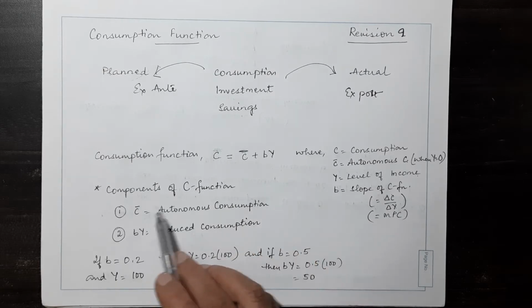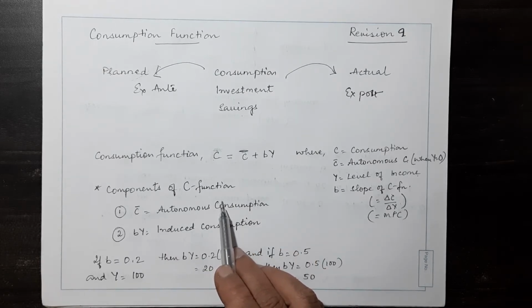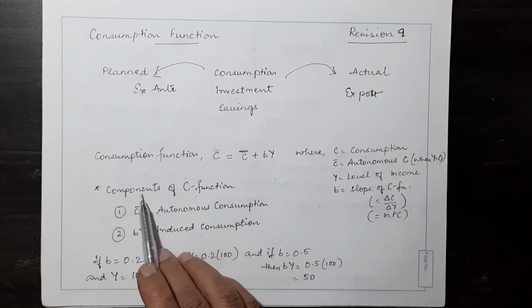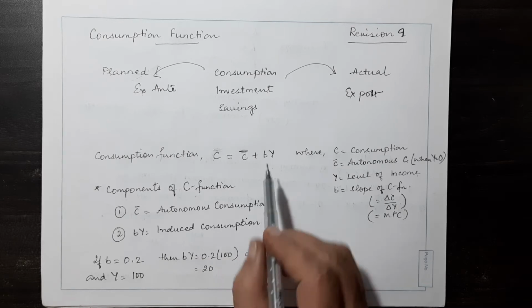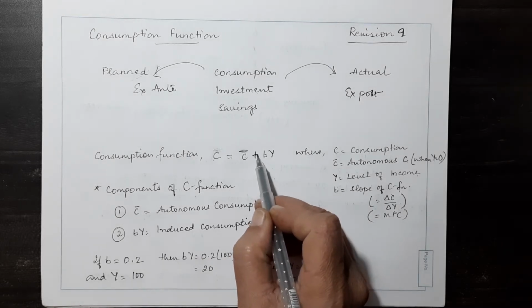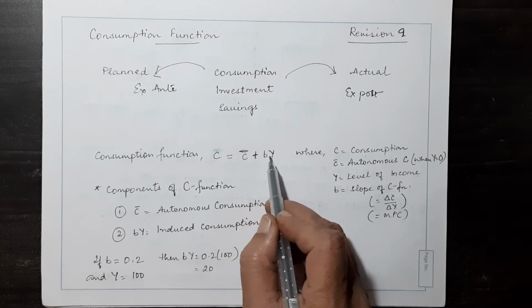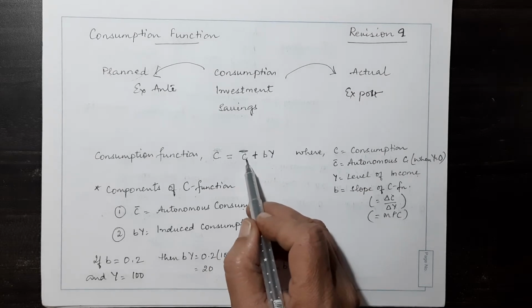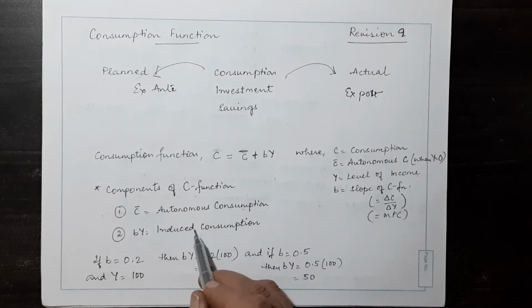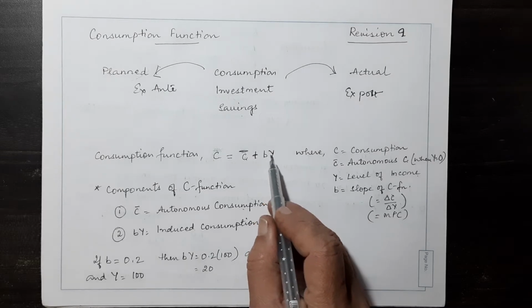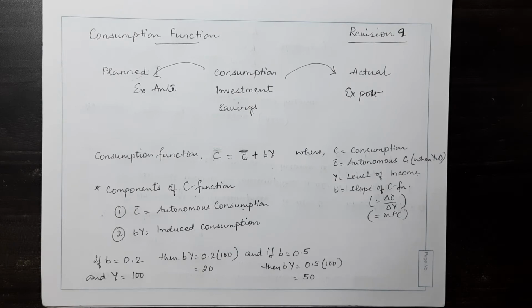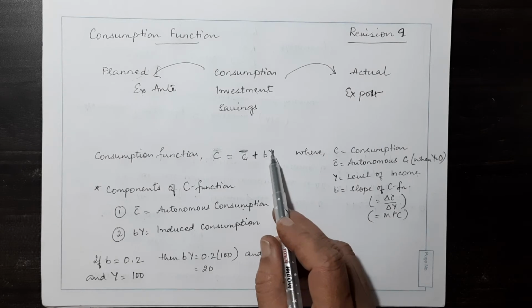Now, what are the components of consumption function? This is a 1 mark question that is asked. Sometimes it also comes in the numericals. So, there are two components of the consumption function. You see a plus sign over here. This plus divides the components 1 and 2. The first component is the autonomous consumption given by C bar, and the second component is called the induced consumption, which is given by BY. What is this induced consumption? It is the consumption that depends on the income.